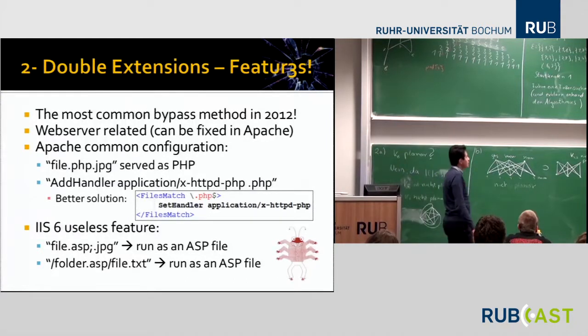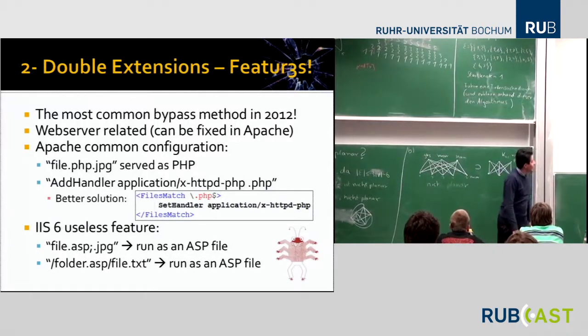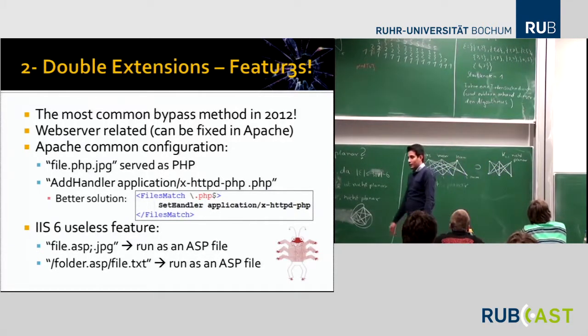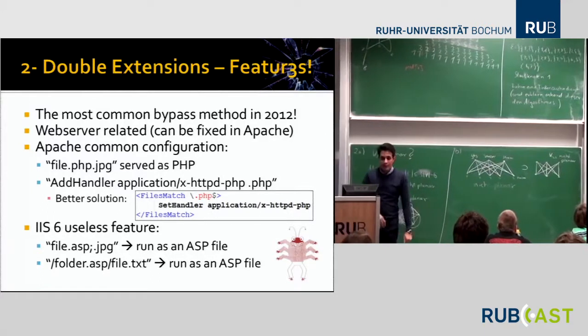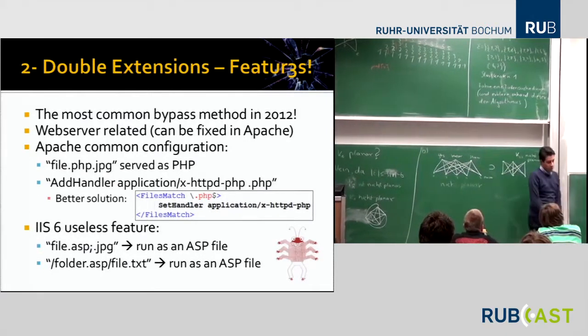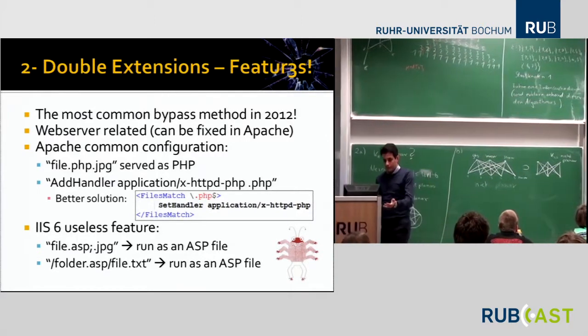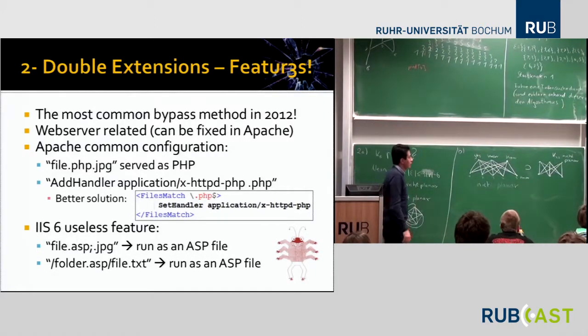Double extensions, another problem which we shouldn't see in 2012, but the most common bypass method in 2012 was double extensions. For example, a web server like Apache accepts .php.jpg as a PHP file and runs it as a PHP file, because we have a wrong configuration inside it, like the AddHandler. A better solution is using that. That solution can be changed, to be not case sensitive maybe, but yeah, that's it.